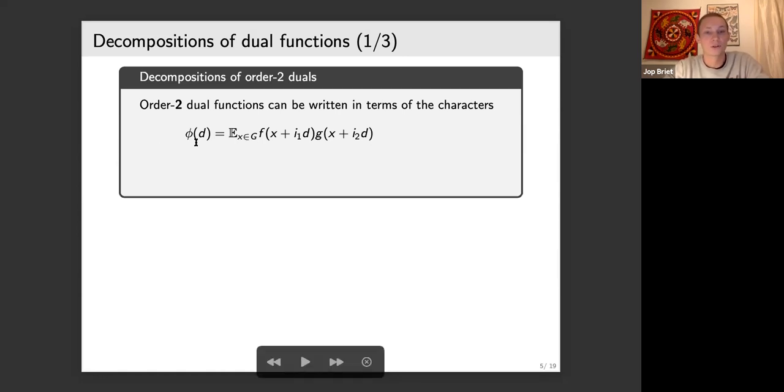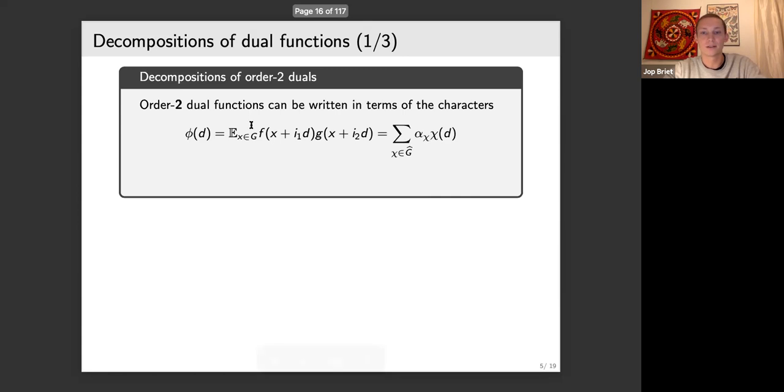functions. So an order 2 dual function is just given in terms of two integers, I1 and I2, and it's given in terms of this average for functions f and g that define the dual function phi. So this is just an order 2 dual function, an arbitrary one. And you can write this thing very nicely in terms of the characters of the group. So the chi's here are characters of the group G. So far, there should be nothing surprising here because the characters form a basis. And so these coefficients in this decomposition are just the Fourier coefficients of the function phi. So any function can be written in this form.